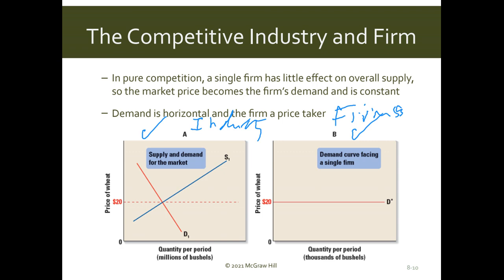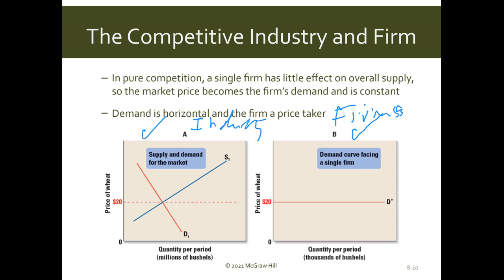Now read this. Now they are saying pure competition. Earlier we said perfect competition. Same thing, pure competition, perfect competition. So in pure or perfect competition, a single firm has little effect on overall supply. So the market price becomes the firm's demand and is constant. Demand is horizontal and the firm is a price taker.